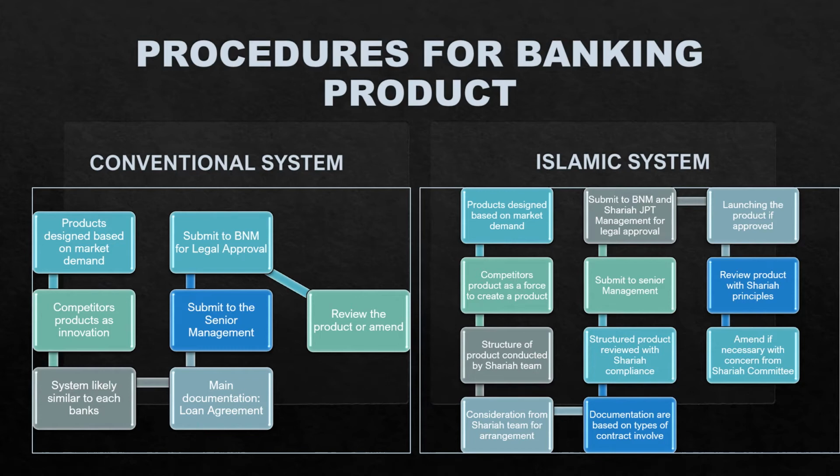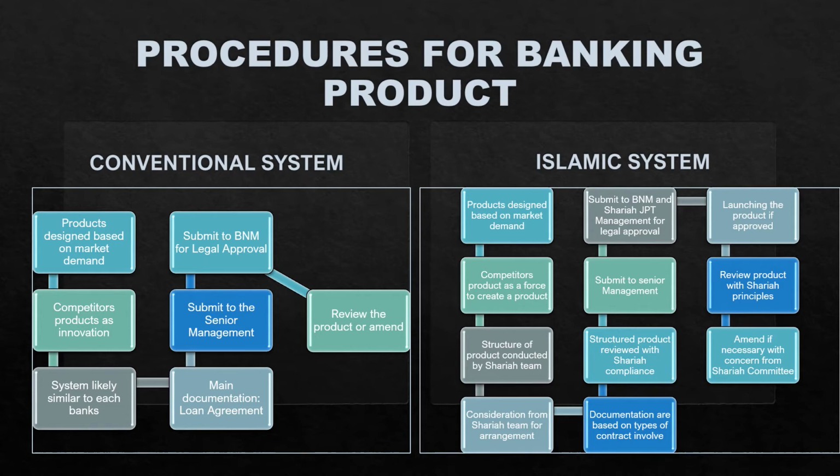But for the Islamic financial system, the products or services carried out are more focused on profit-loss sharing, as its structure is protecting the whole system. These are the procedures on how a product is carried out to be given to their customers. Firstly, there is the existence of market demand from the customers. Next, the competitors' products are a force to bring out a new product for the banks.